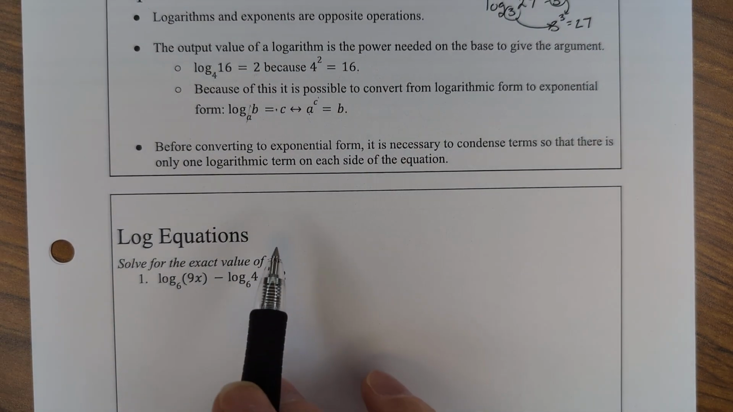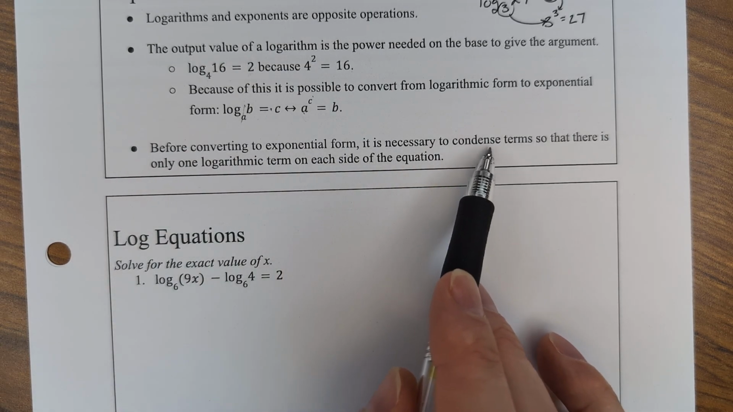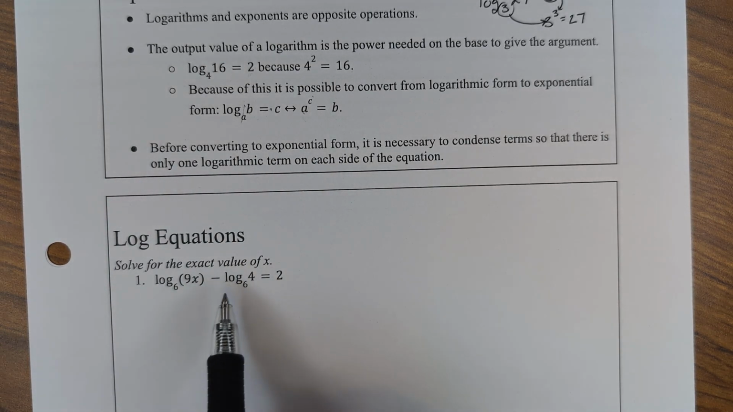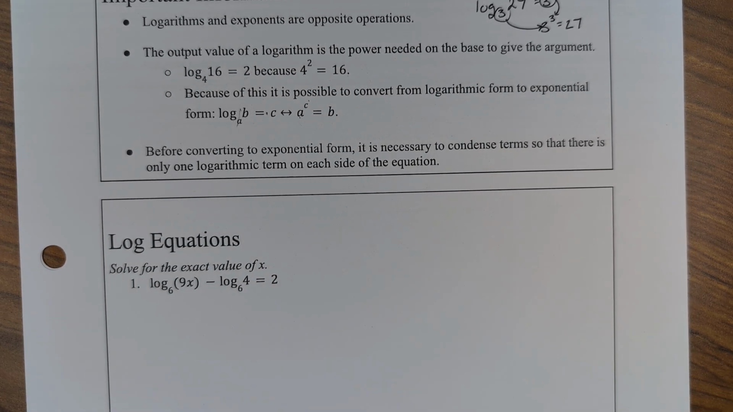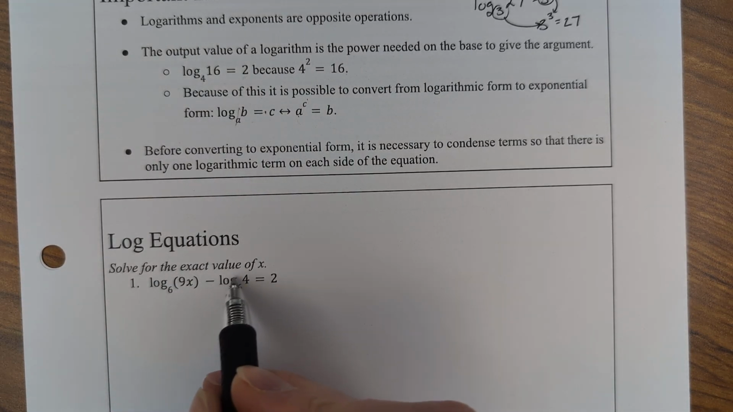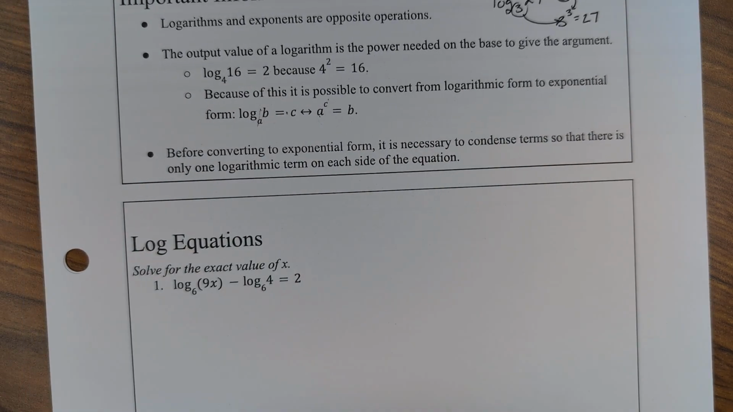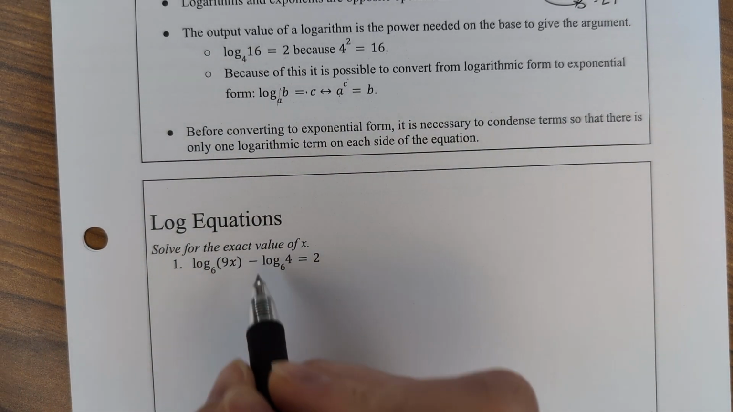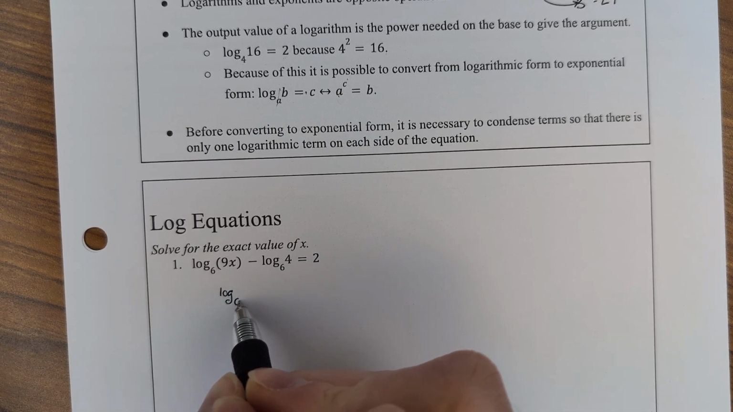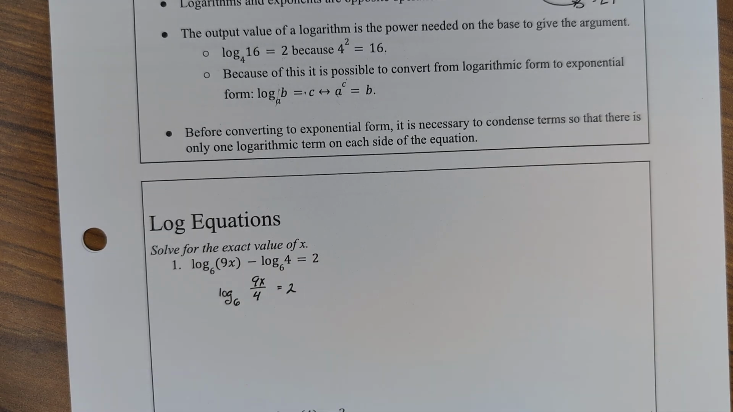Before we can solve any logarithmic equations, we have to condense our terms, which is what we worked on previously. Any coefficients become exponents. Use the product or quotient rule to get things combined. For this one, log base 6 of 9x minus log base 6 of 4 equals 2. There's no coefficients, so we can go straight to the product or quotient rule. Since it's division, it's the quotient rule. So log base 6 of 9x over 4 is equal to 2.